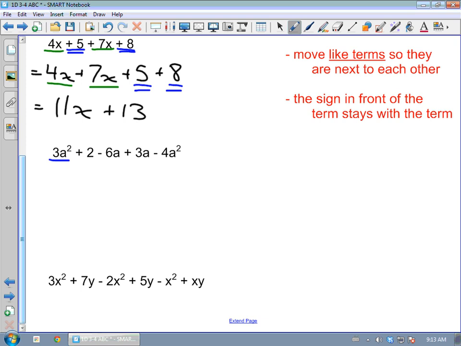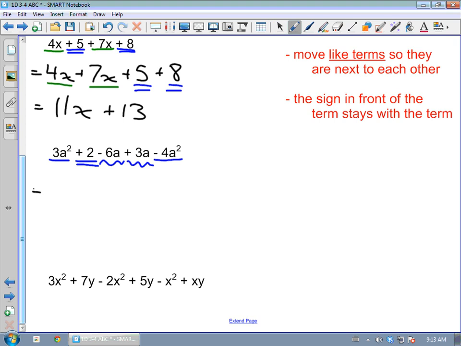Yeah, negative 4a squared, because I want to get in the habit of thinking of that negative sign as going with that term there. What about my positive 2? Is there anything that is a like term with positive 2? Emerson, I see he's shaking his head. He says no. Is there anything that is a like term with negative 6a here? And I'll do a little squiggle there for negative 6a. Lexi. Positive 3a. Okay. So I found my like terms.